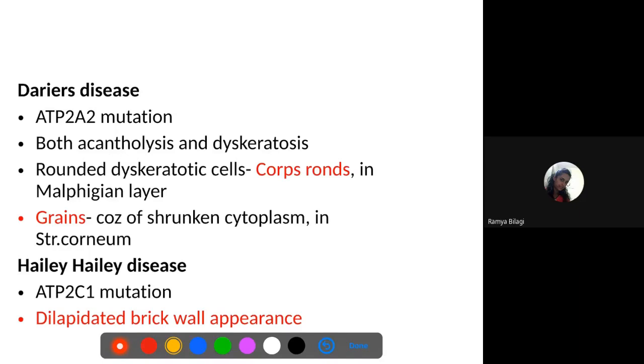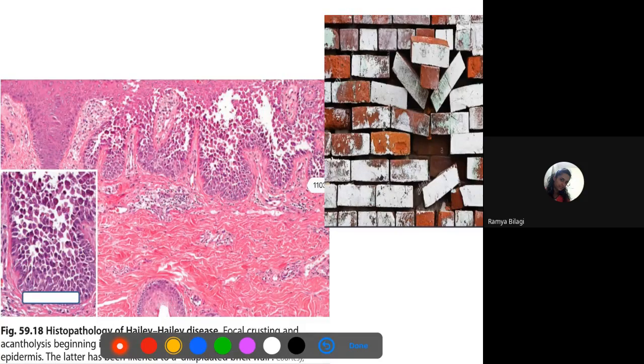So you can see the picture here where you see multiple round cells which are not attached to each other, that is acantholysis. So it looks like this, the dilapidated brick wall appearance. This is a very classical terminology used for Hailey-Hailey disease.